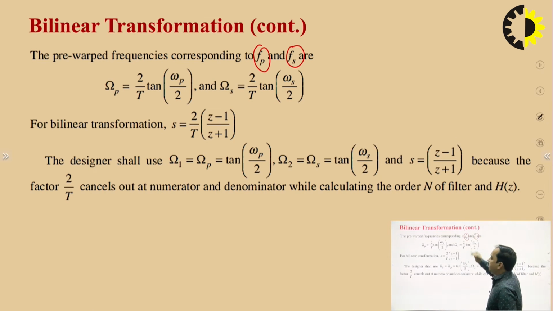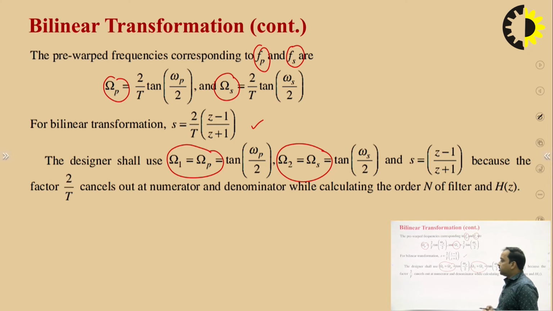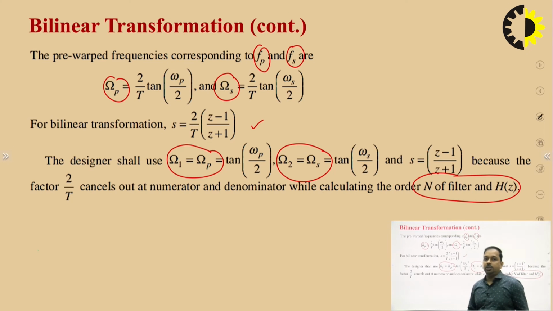Fp and Fs correspond to ΩP and ΩS, and the formulas are quite familiar: 2 by T, tan of omega by 2. For the bilinear transformation, again we replace s equal to 2 by T, (z minus 1) divided by (z plus 1). The designer shall use Ω1 as ΩP and Ω2 as ΩS, the stop band frequency, because the factor 2 by T cancels out in the numerator and the denominator while calculating the order of the filter for H(z).